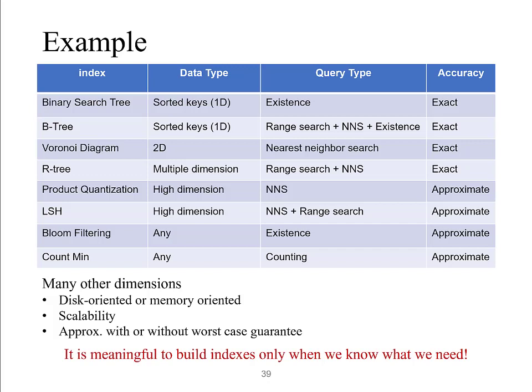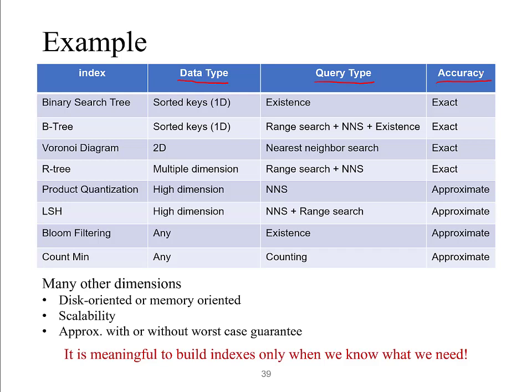For example, we want to find similar items while doing analysis. Here, based on the different data types, different query types, and the requirement of accuracy, we do have different kinds of indexes.